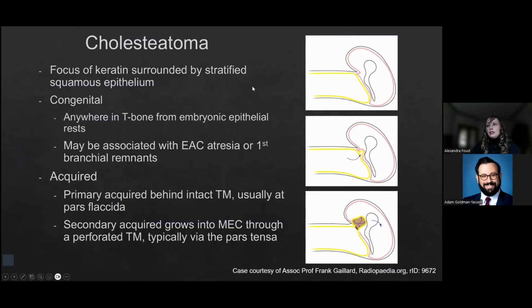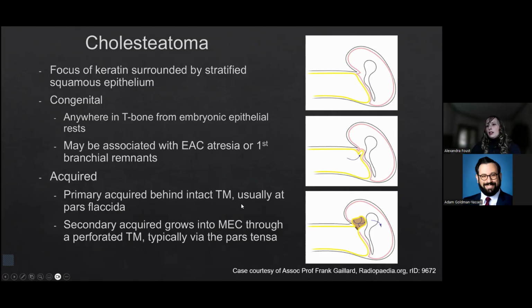And they can be associated also with other anomalies of the first branchial remnants or abnormalities of the external auditory canal. Acquired cholesteatomas can be primary or secondary. Primary ones tend to classically occur along the pars flaccida, behind an intact tympanic membrane. And they basically form where you have this little flaccid part of the membrane and it forms a little pocket, and some of this epithelial material gets sequestered in there and then becomes inflamed and can grow and become destructive.